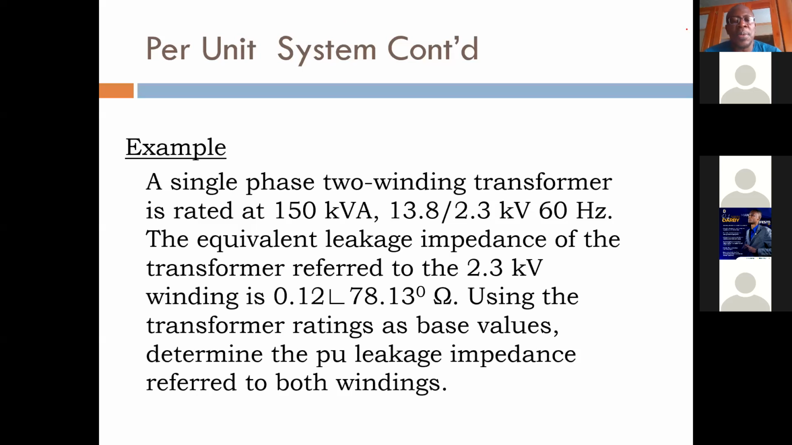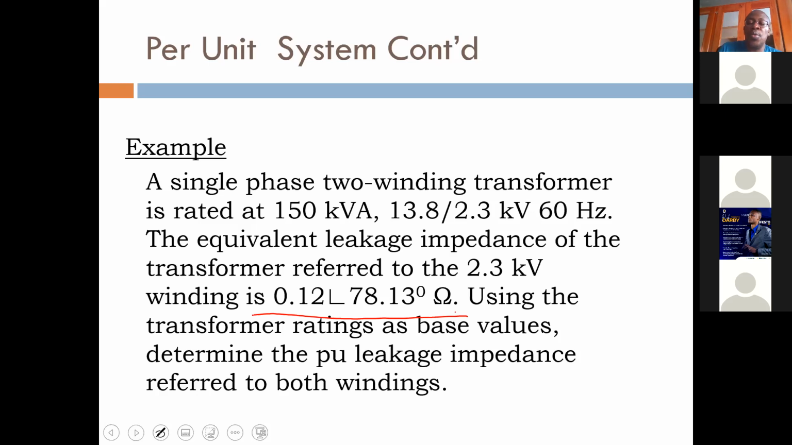Okay, so we have our transformer. We have the rating 150 and we have the voltage on either side. The leakage reactance of the transformer, and note that that is measured in ohms, is referred to the 2.3 kV winding. In other words, on the low voltage side of the transformer, when I measure the actual leakage impedance, I am seeing 0.12 at 78.13 degrees, okay? And that is in ohms, so that's an actual value.